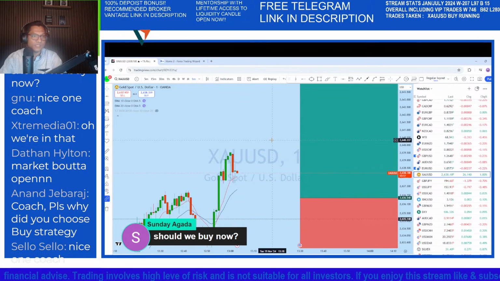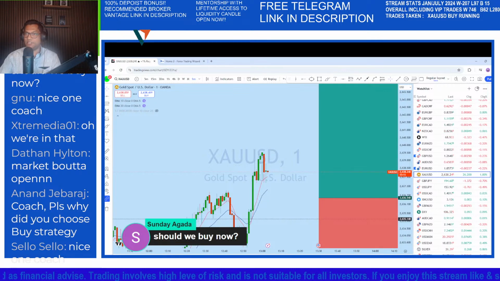You guys with me? We can see some doji formation, expecting for the market to trend to the upside.